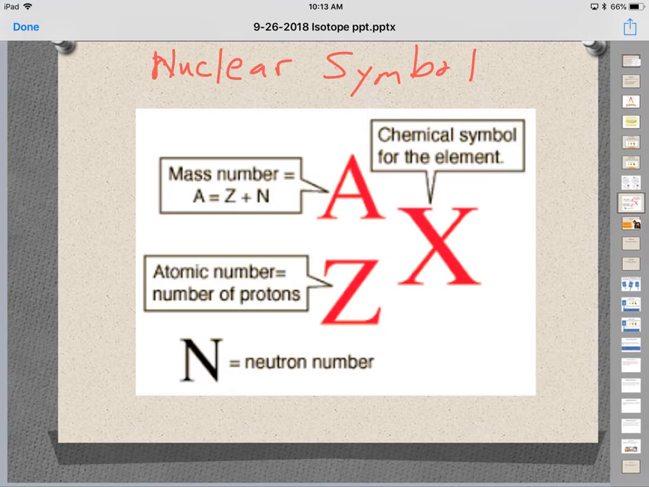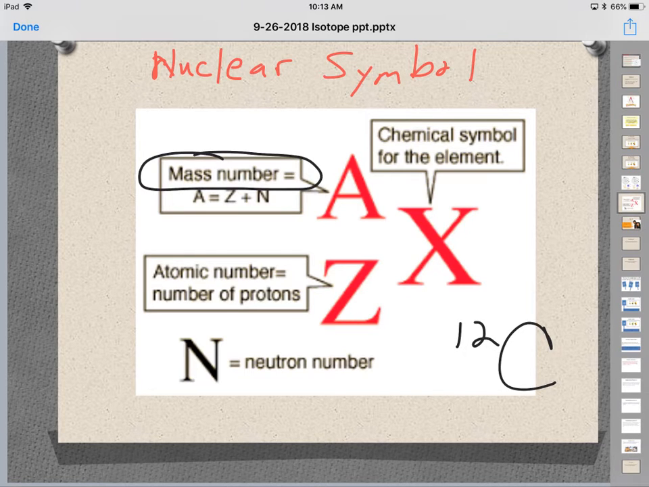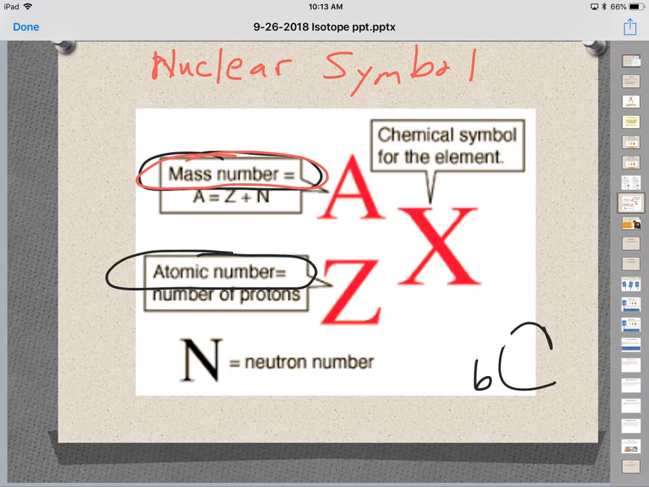Any number that goes on top, so for example, if I have carbon, the 12 on top, this is your mass number. The number on the bottom is your atomic number. Now, why is this important? Because on your paper, they could be giving you a nuclear symbol. Let's say instead of 12, I give you something else. Like, let's say I give you 14.